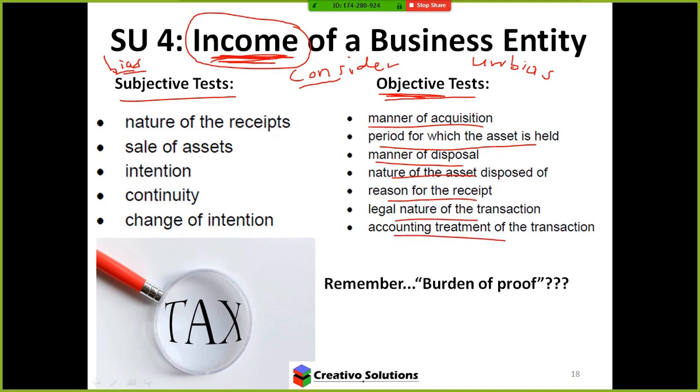Right, these are just some objective tests that you can include as part of your motivation when you're motivating whether something should or shouldn't be included as part of income. Who does the burden of proof lie with? Obviously, the person that's being questioned. So if you're questioning whether you should or shouldn't include something in your income calculation, you might have to prove that if this is a dispute that you need to take up with SARS.